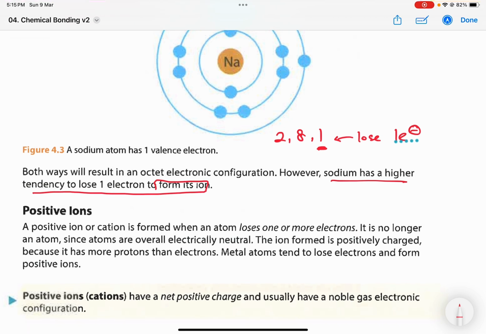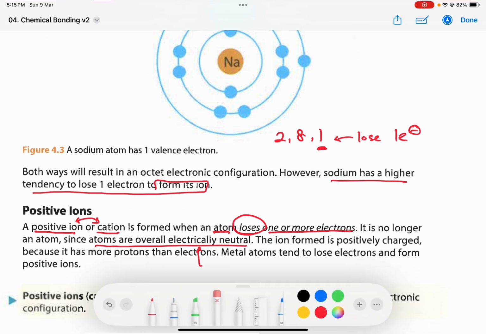So what exactly are positive ions? Positive ions or cations, these two are the same. It's formed when an atom loses 1 or more electrons. So whenever an atom loses electrons, it becomes a positive ion or a cation. It's no longer an atom because atoms are overall electrically neutral, but by losing electrons, they are no longer electrically neutral.